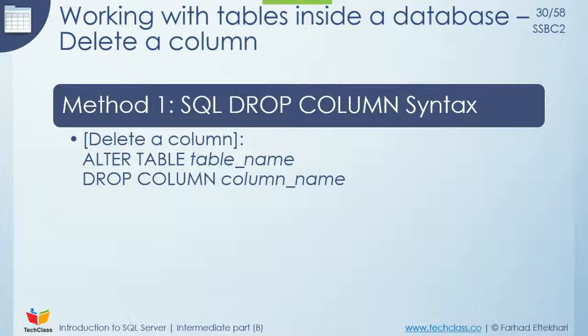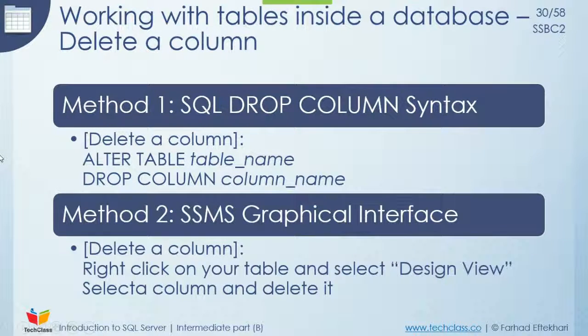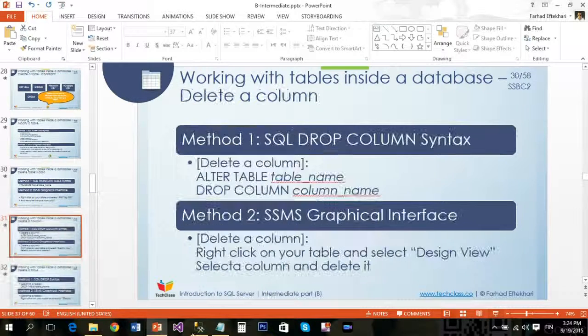And to delete a column, you can also use this syntax here, alter table, table name, and then use this drop column keyword here, and then mention the column name. Or you can use the SSMS graphical interface. Just right click on your table, select design view, and then select a column and then delete it. We already did that, but let's do it again.